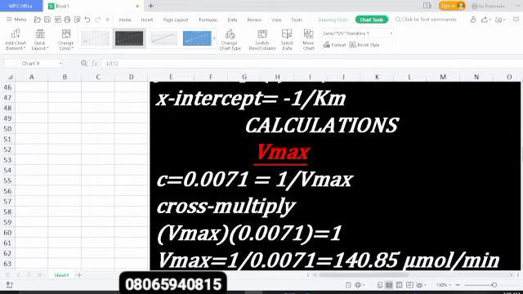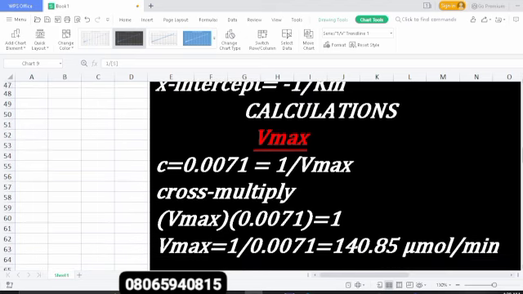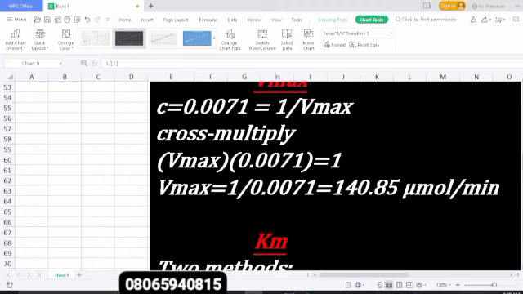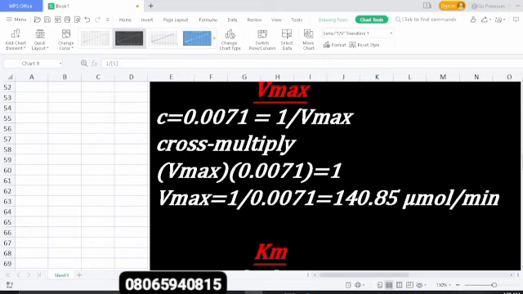If you cross multiply this, you're going to have Vmax multiplied by 0.0071, and everything is going to be equal to 1. And then from here, you can make Vmax subject of the formula by dividing both sides by 0.0071. And on doing that, you should get your answer to be 140.85 for your Vmax.